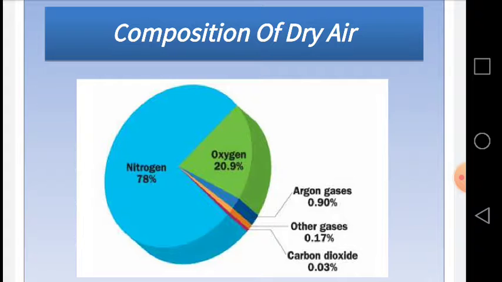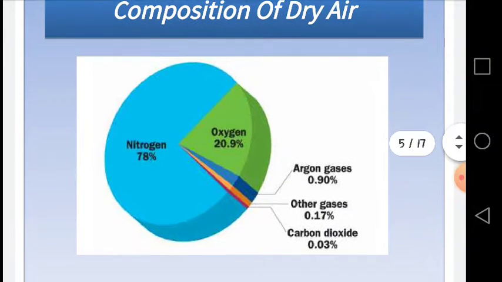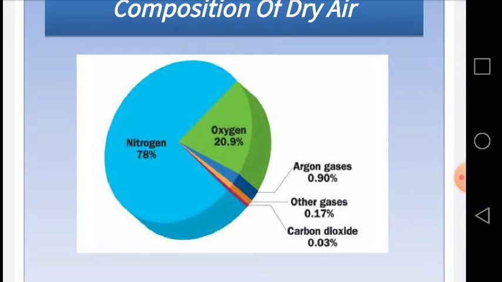So, we are going to focus on the composition of dry air. It contains nitrogen 78%, oxygen about 21%, and noble gases like argon about 0.90%, carbon dioxide 0.03%, and other gases 0.17%. The main gases in the air are nitrogen and oxygen.